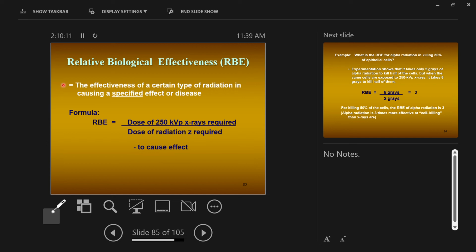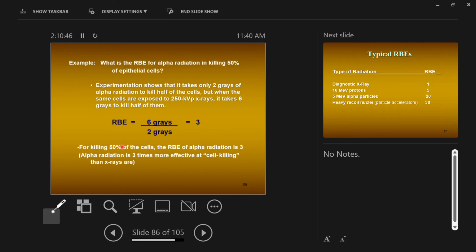So it's the effectiveness of certain types of radiation in causing a specified effect or disease compared to X-rays. That's what you're doing. You're comparing X-rays to another type of radiation. So you're saying there's an effect. Let's talk about this effect and say how much radiation does it take to cause this effect in X-rays? And then how much radiation does it take to cause this effect in other types, alpha radiation, for example? Okay, so we have an example for this.